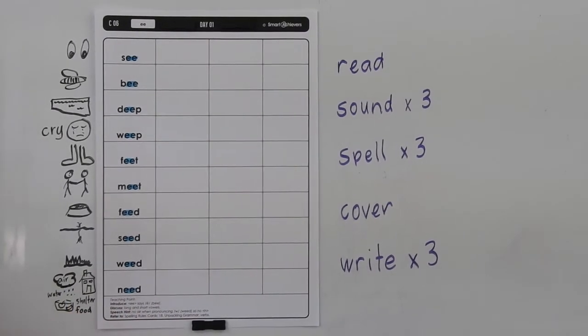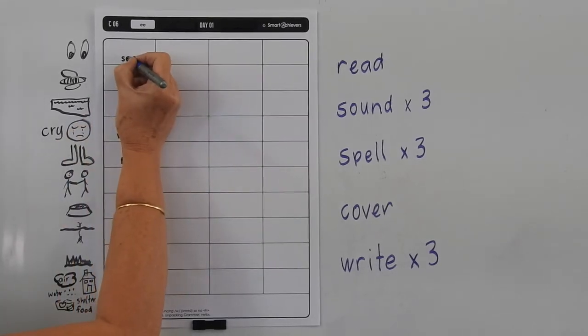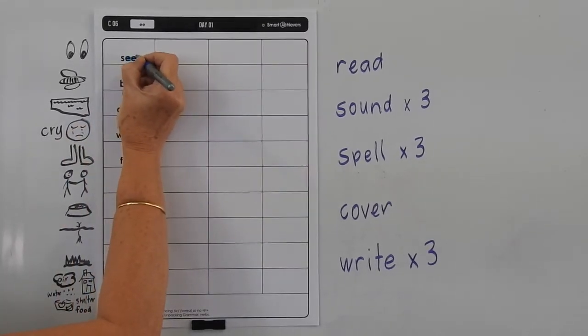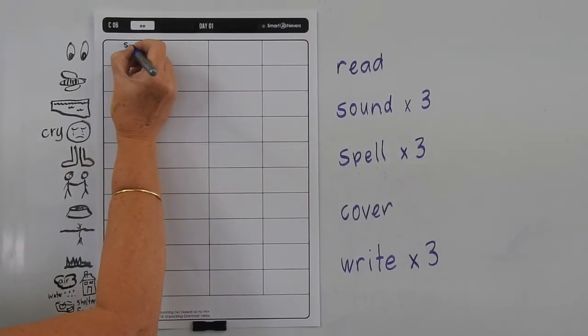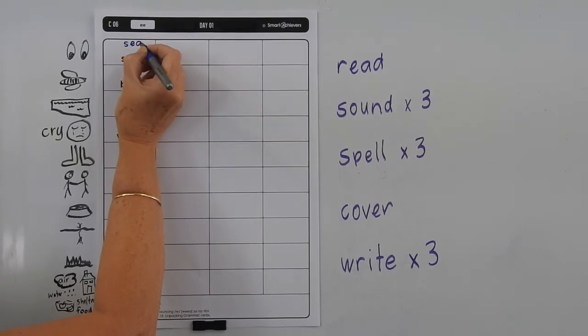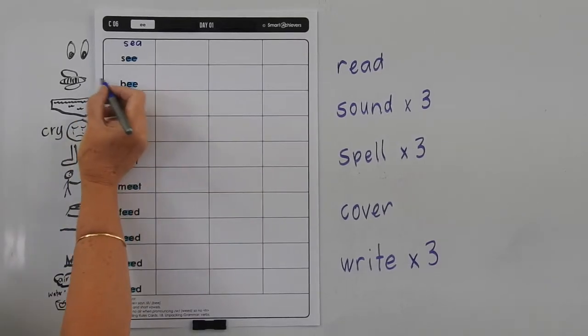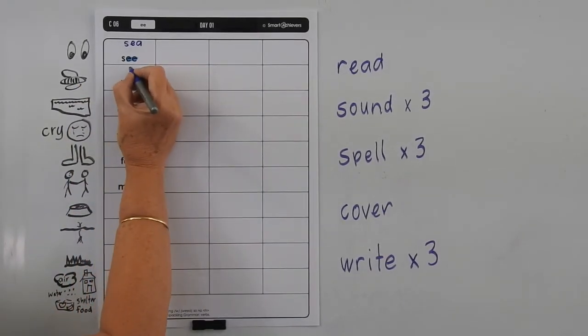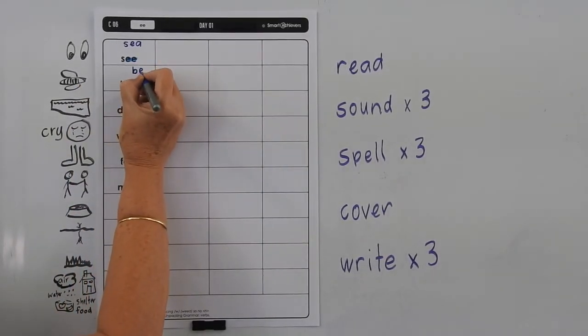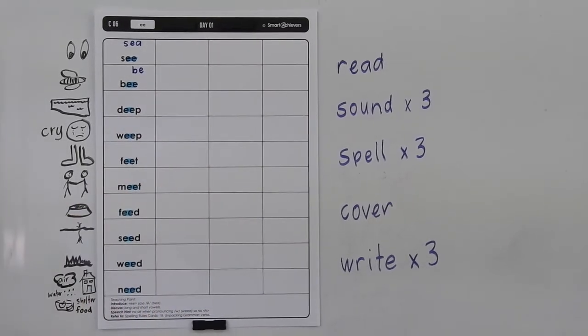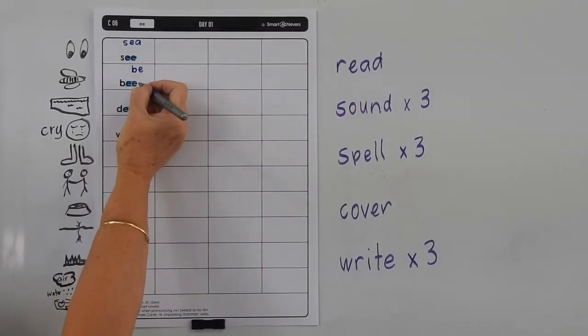Now let's have a look at what these words mean. So see is something you can do with your eyes. If we could draw a little eye in there. There's another sea where we go swimming in the ocean. We go to the sea, but that's spelled differently. So we know that means something else. Bee, this is the bee that buzzes. There is another be, like will you be my friend, that's spelt differently. So we know that they mean different things.